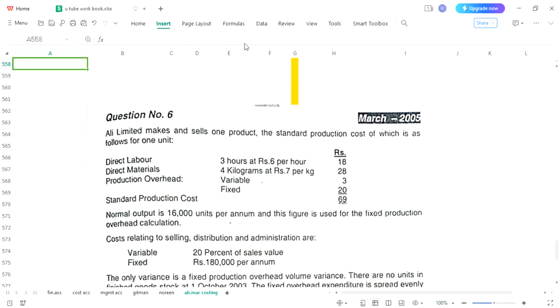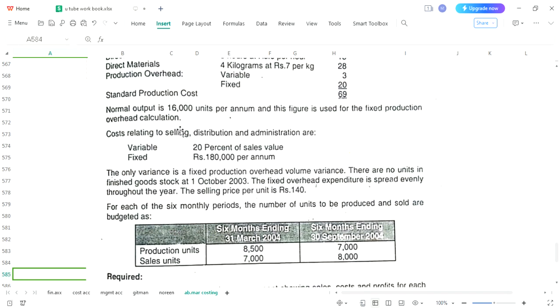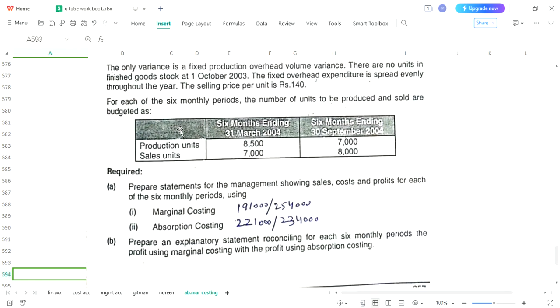Today's target is to solve question number 6. Chapter name is absorption and marginal costing. And what you are going to do, first look at the volume of this question, original shape.